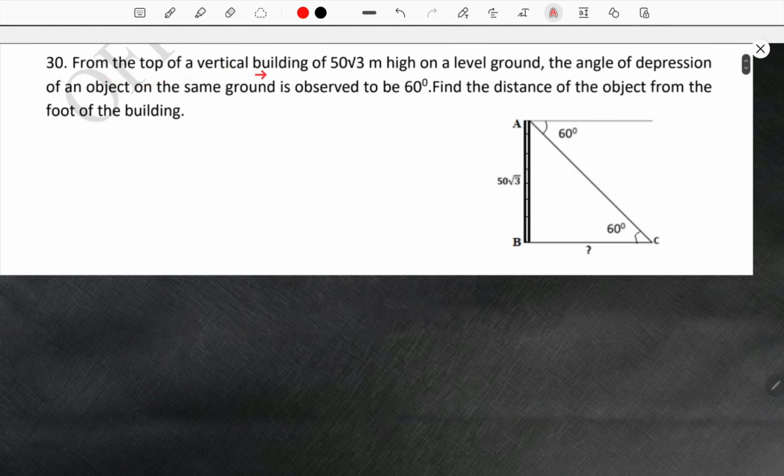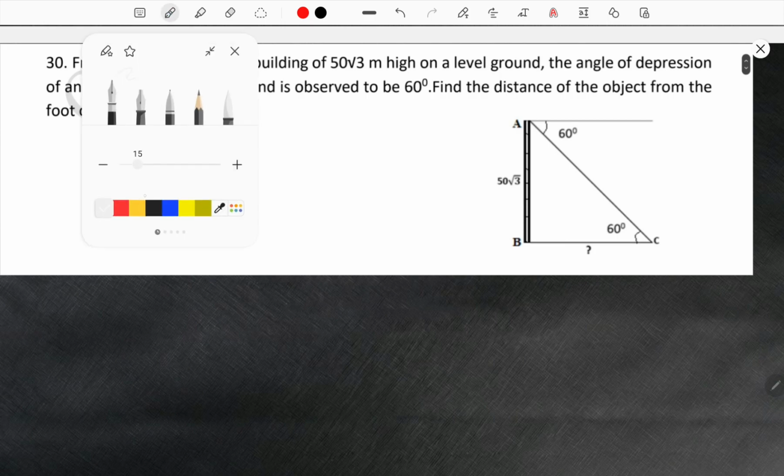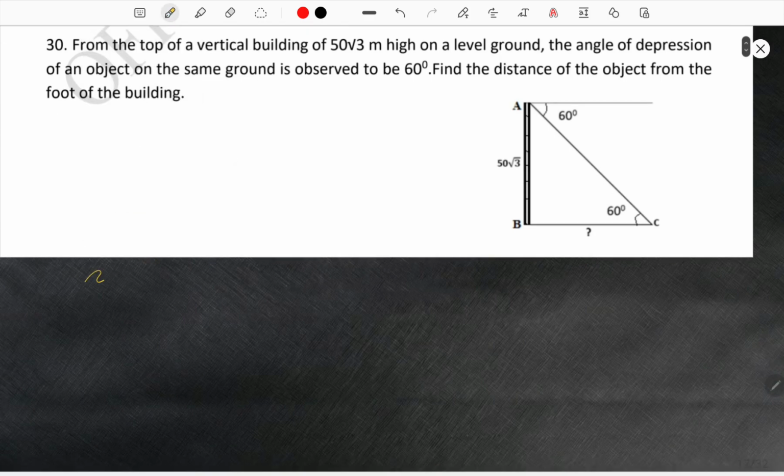From the top of a vertical building 50 root 3 meter high on a level ground, okay, this is the tower, the angle of depression of an object on the same ground is observed to be 60 degree. Here is the angle of depression 60 degree. If it is 60 means this will also be 60, we know that. Find the distance of the object from the foot of the building. This distance, question mark. They have given the question mark also, and diagram is also there.